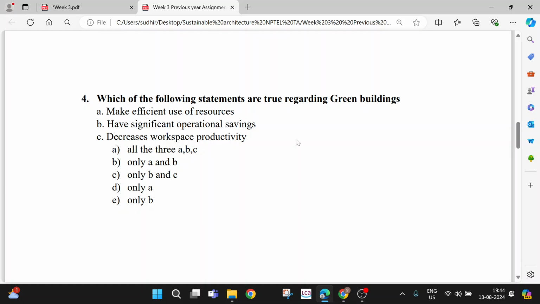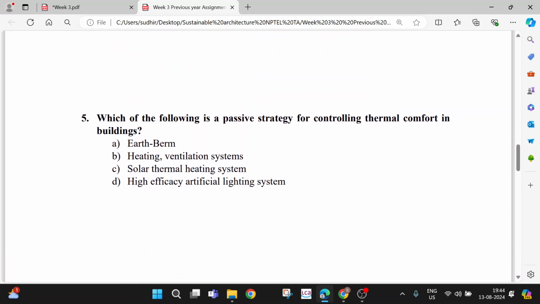But statement C is saying decrease workspace productivity. It is not typically associated with green buildings. In fact, green buildings aim to improve the indoor environment quality, which can enhance productivity. As green buildings improve indoor air quality, they improve productivity. It is not decreasing workspace productivity at all. So option B, that is only A and B, is the right answer for this question. Okay, then answer to question number 5.